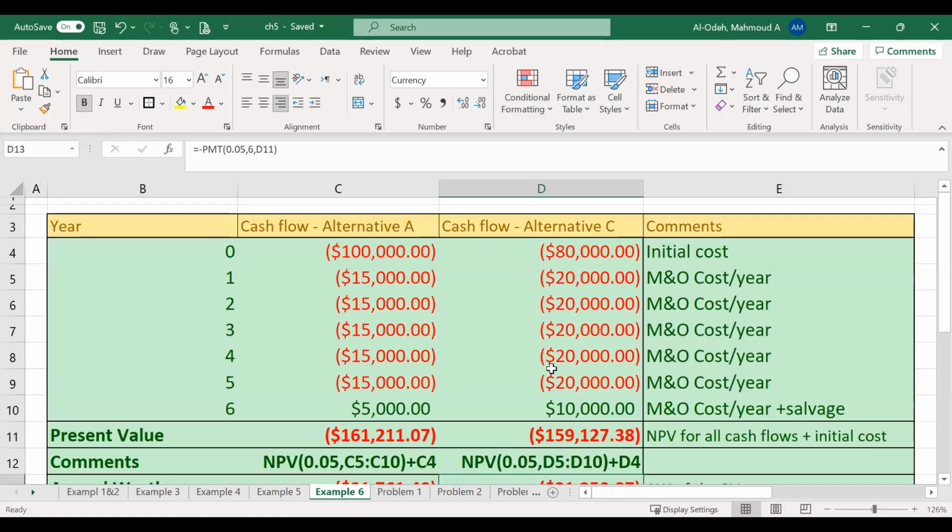All right, so in Excel, what we did here, and again, if you see video number 1 of this chapter, you'll see there are 2 methods for conducting the annual worth analysis. One is to build the cash flow table, and the other one is just step by step and converting only the numbers that we need. So I find the cash flow table easier for me. I want you to get used to this concept, building a cash flow table. So I built a cash flow table for alternative A and alternative C.